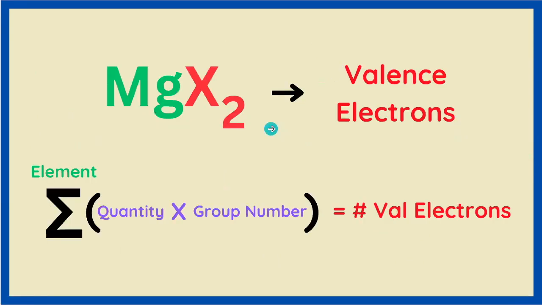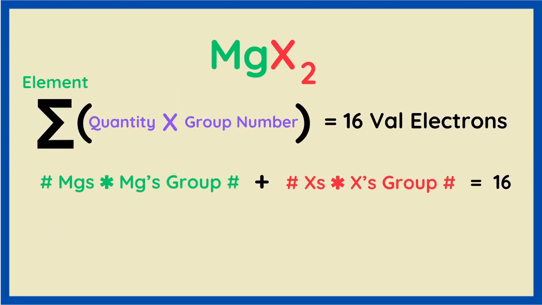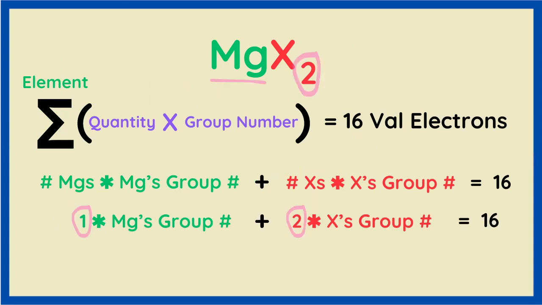But we have a bit of an issue here because we don't have our complete molecular formula. We know that there are 16 valence electrons for this molecule, but how are we going to find our missing element X? Well, let's just plug in what we do know into this equation and see where that gets us. 16 valence electrons equals the product of quantity and group number of each element, Mg and our mystery element, added together. The molecular formula tells us how many of each element there are.